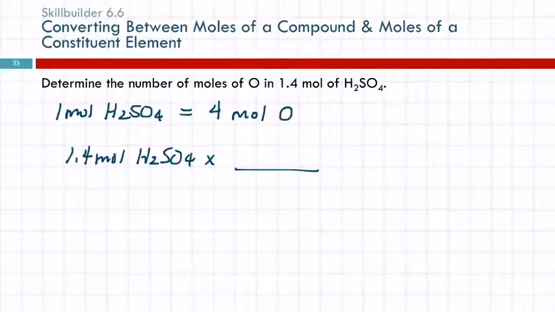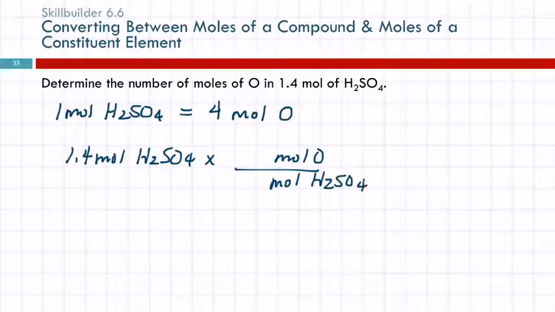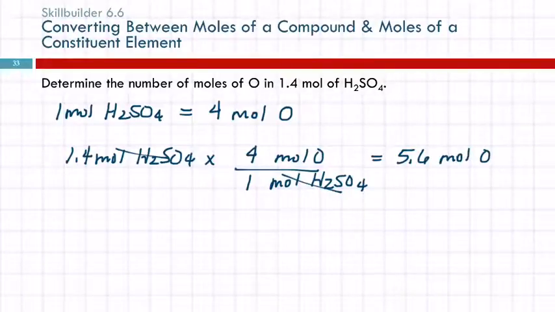So I want to find the number of moles of oxygen. So I'm multiplying by moles of oxygen. I'm dividing by moles of H2SO4. One mole of H2SO4 has 4 moles of oxygen in it. So I take 1.4 and I multiply by 4, and I get 5.6. And the unit is moles of oxygen.